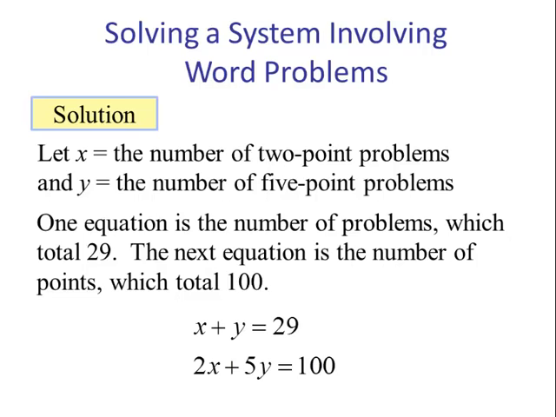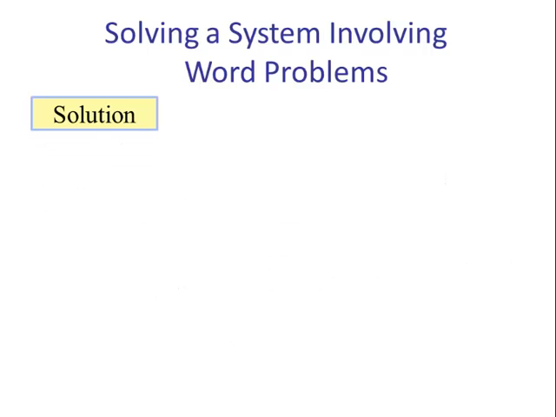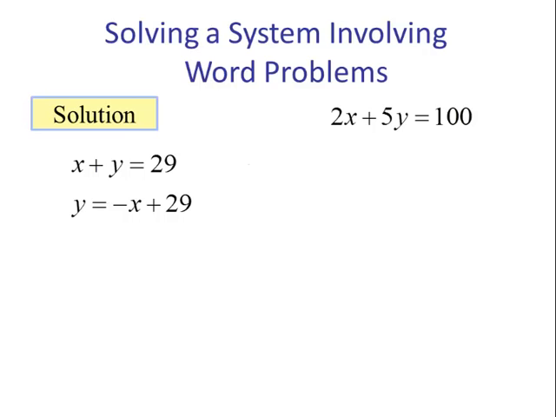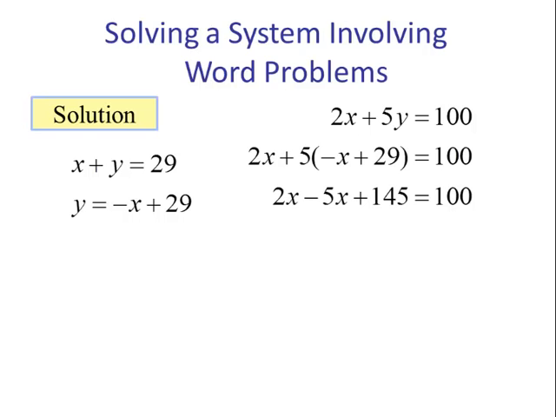Our next step is to solve this system. Now I'm going to solve this system by substitution. I'm going to take the first equation and solve for y. So I subtracted x from both sides. My next step is to take that expression, negative x plus 29, and substitute it into the second equation. So we have 2x plus 5 times the quantity negative x plus 29. Using the distributive property, we have 2x minus 5x plus 145 equals 100.